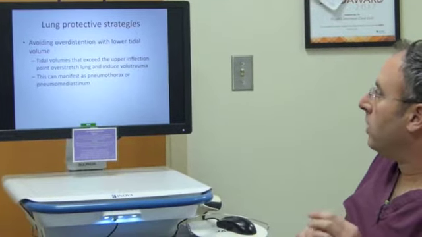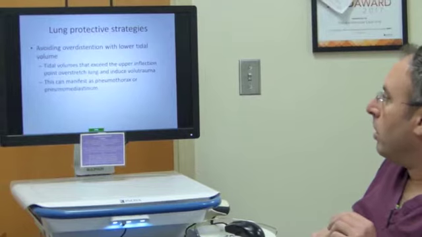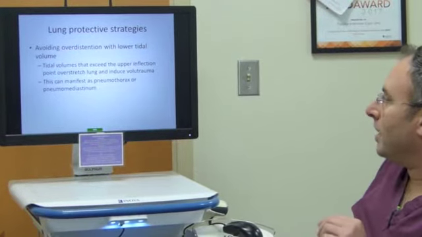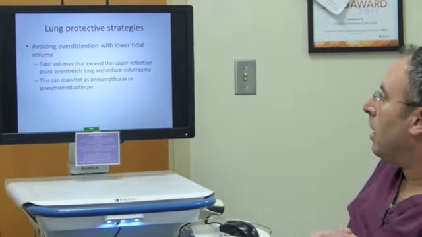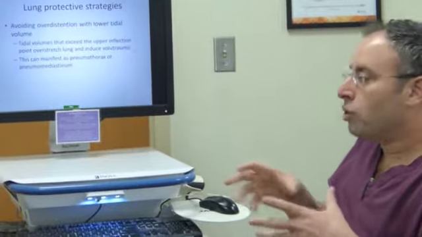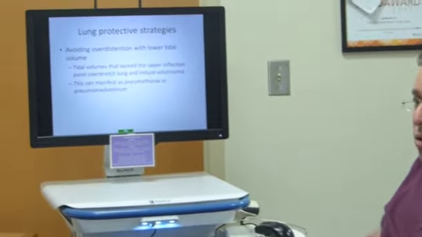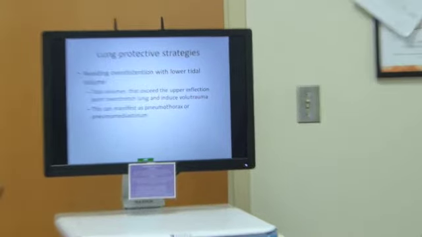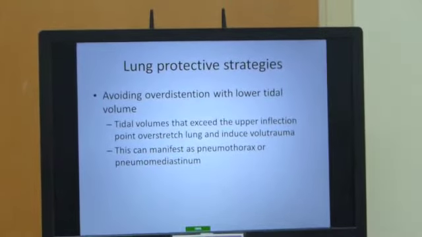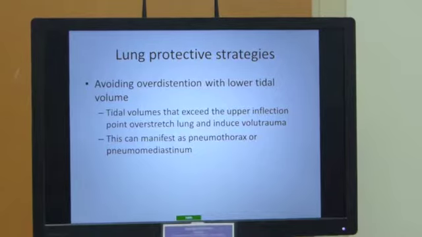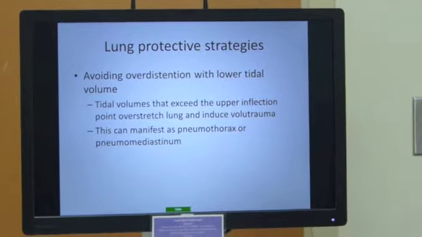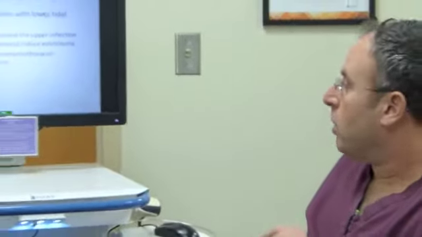So avoiding overdistension: lower tidal volumes that exceed the upper inflection point overstretch the lung and induce volutrauma or barotrauma. This can manifest as a pneumothorax or pneumomediastinum, an air escape in the lung. So remember, you want to be above the lower inflection point, which shows less indices of lung injury, and below the upper inflection point, which shows less barotrauma.